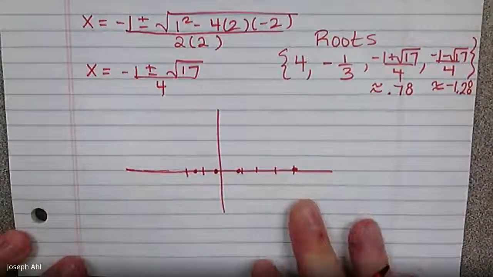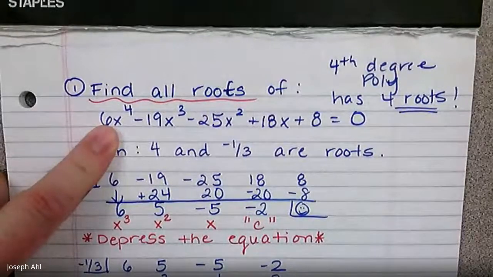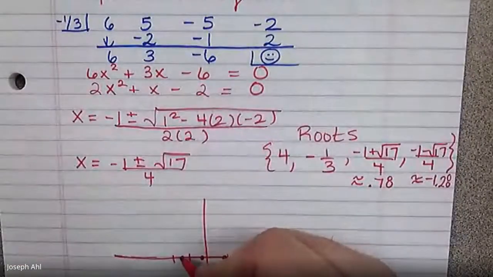And last thing I want you to think about is because we know the end behavior of the graph, because this number is positive, I know that both ends of the graph will head up.